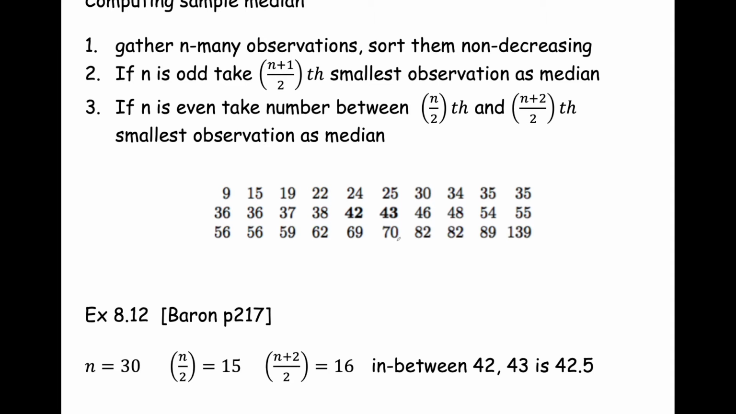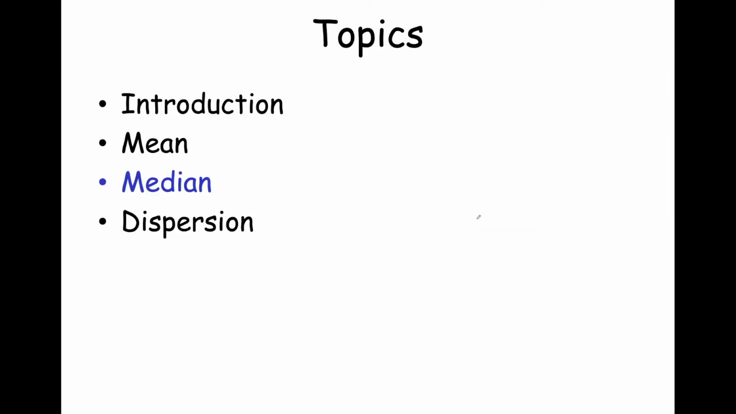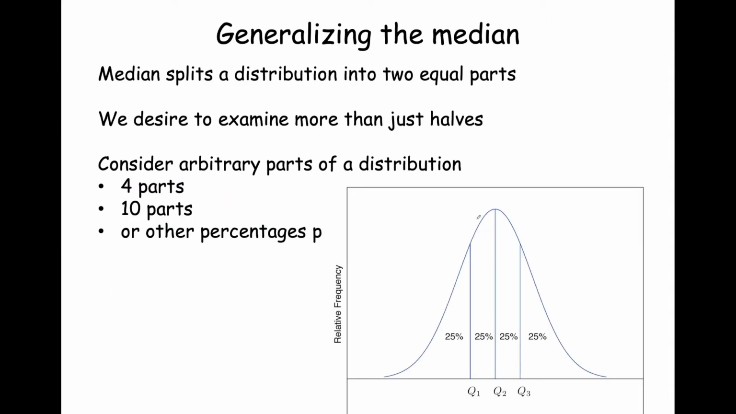So we have our observations here sorted in non-decreasing order. There's the first row, there's the second row, the third row. So n is 30 in this case, so n over 2 is the 15th. So that's 10, 11, 12, 13, 14, 15. That's the 15th smallest observation. And you take (n plus 2) over 2. So n plus 2 is 32. Divide by 2, that's 16. So that's the 15th, there's the 16th. And then you take the midpoint. The midpoint between 42 and 43 is 42.5. And that's our result. All right, so let's go to measurements of dispersion.